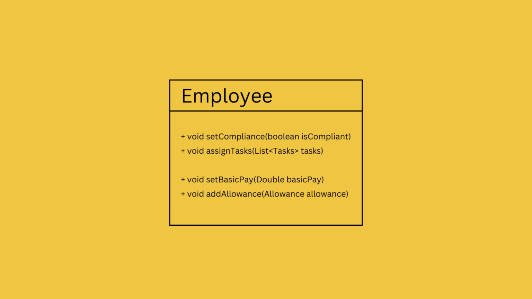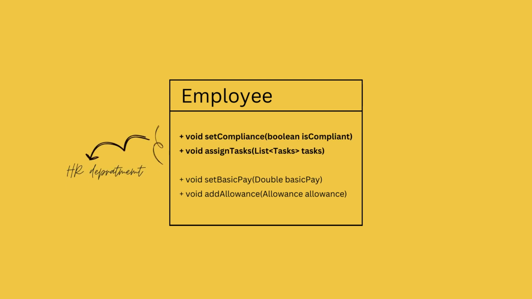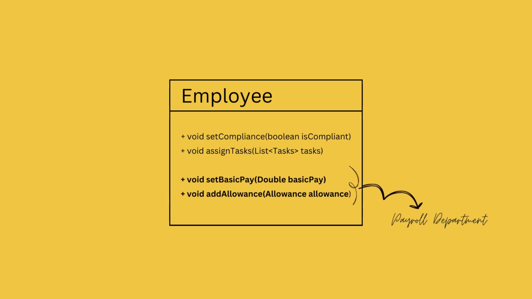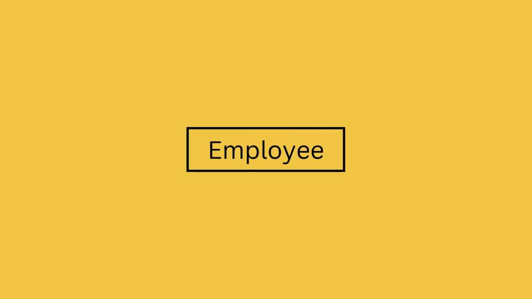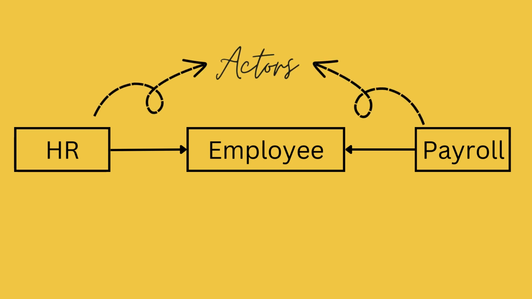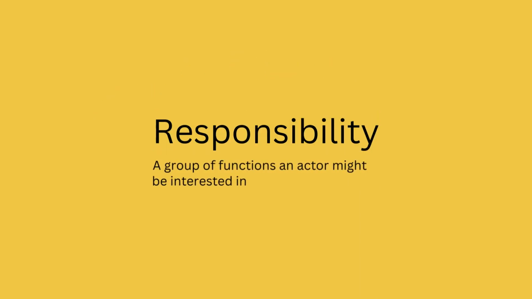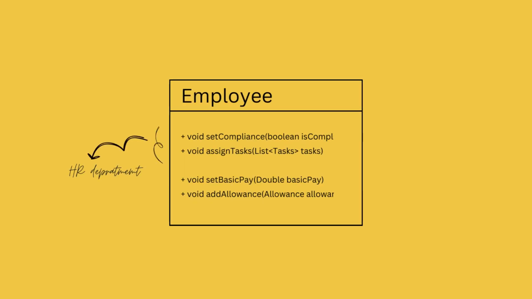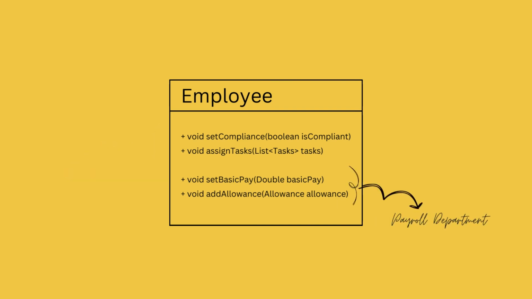Now the HR department would be using the set compliance and the assign tasks methods, and the payroll team would be using the set basic pay and add allowance methods. There would be some classes in the HR module and in the payroll module that have an association to the employee class. Here the HR and payroll team can be considered as actors. Now we can define a responsibility as a group of functions that an actor might be interested in. We can say that set compliance and assign tasks are responsibilities of the HR department, and set basic pay and add allowance are the responsibilities of the payroll team.